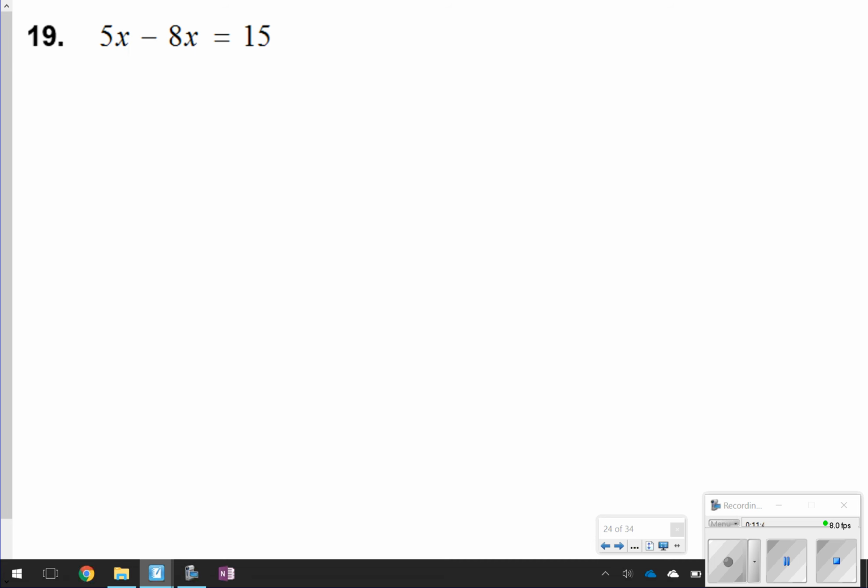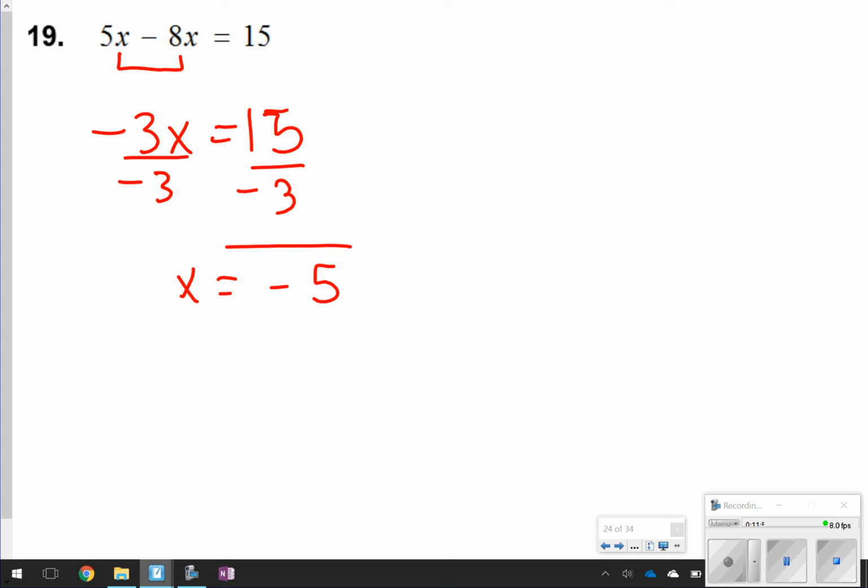For number 19, it looks like you have to combine like terms first before you solve. 5x minus 8x is -3x. That's still equal to 15. And then I'm going to divide both sides by -3. X is equal to -5.